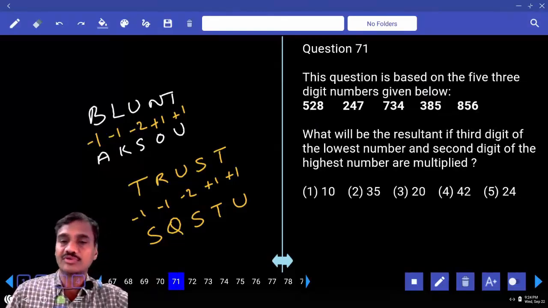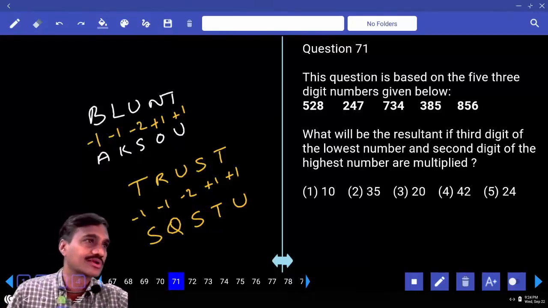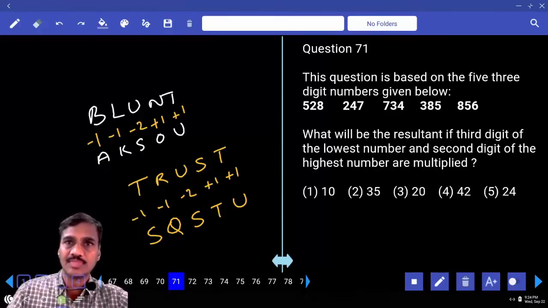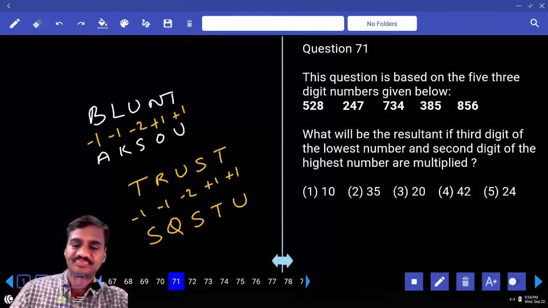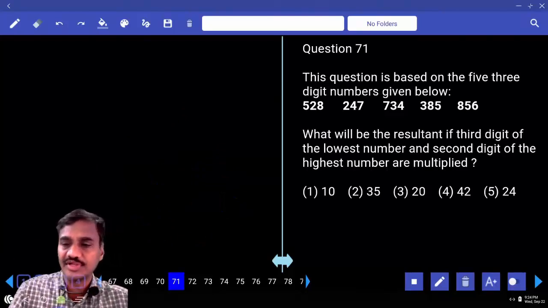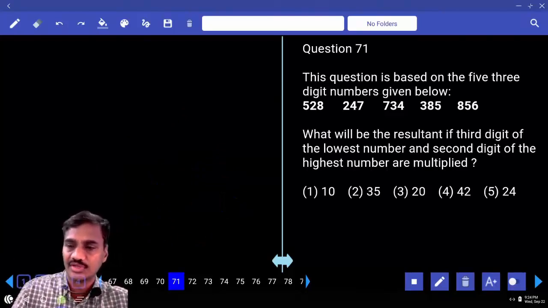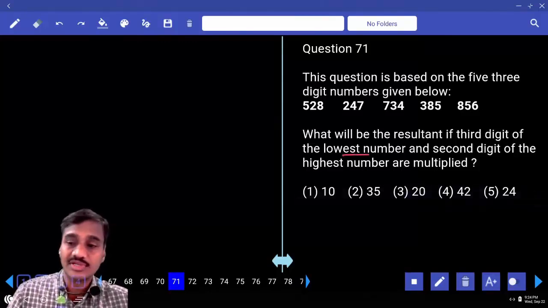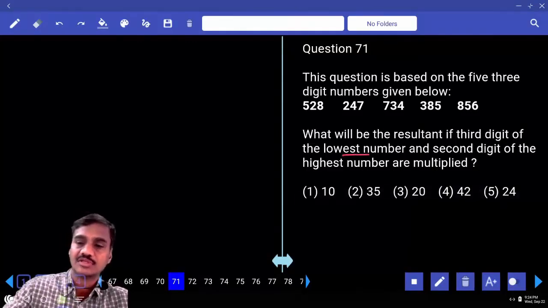Now these 71 to 75 are based on a set of numbers. For most of the students in the classroom, the set of numbers has been completed. Then in this, what are the numbers we have? 528, 247, 734 and so on. What will be the resultant in third digit of the lowest number? Now what is the lowest number here? 247. What is the third digit?